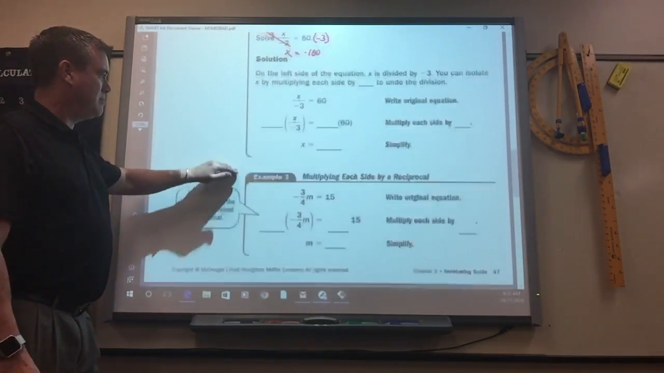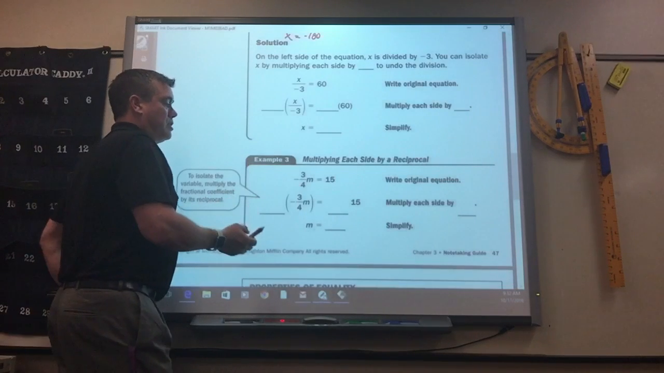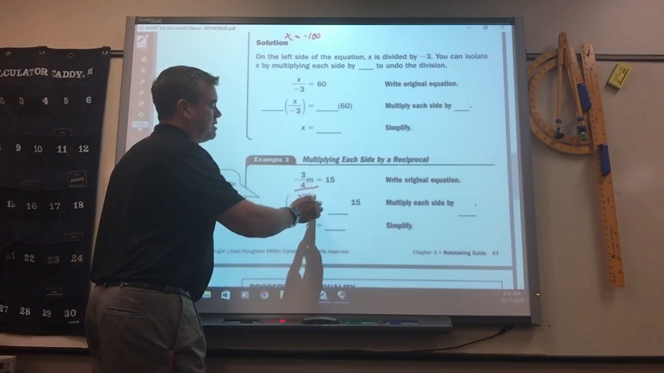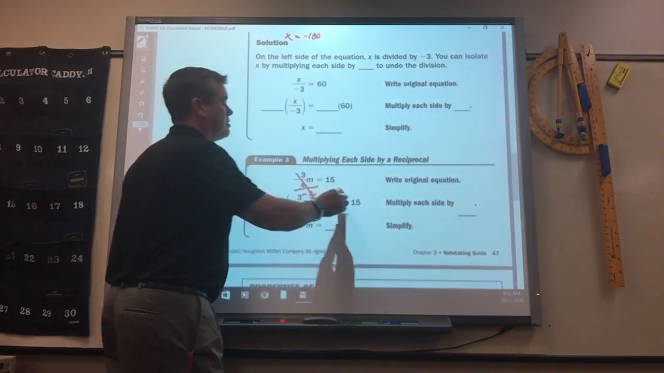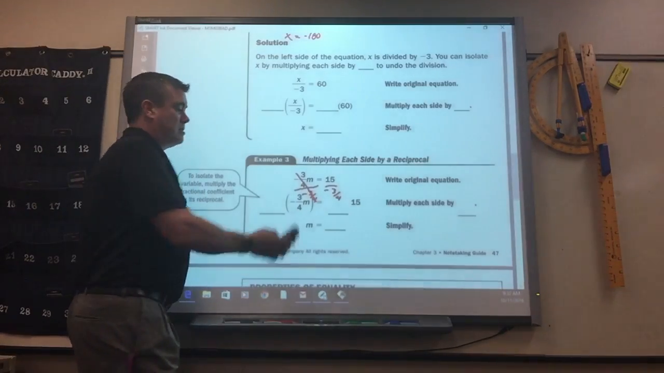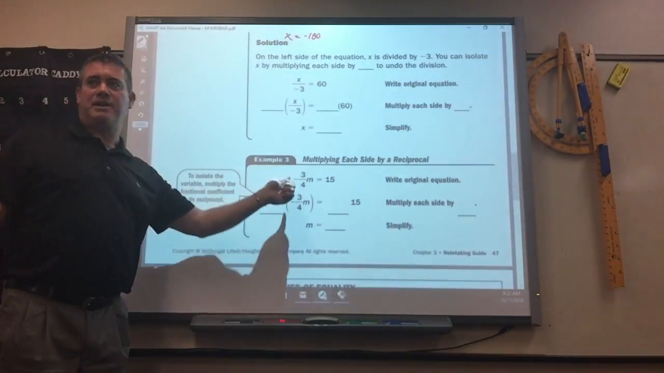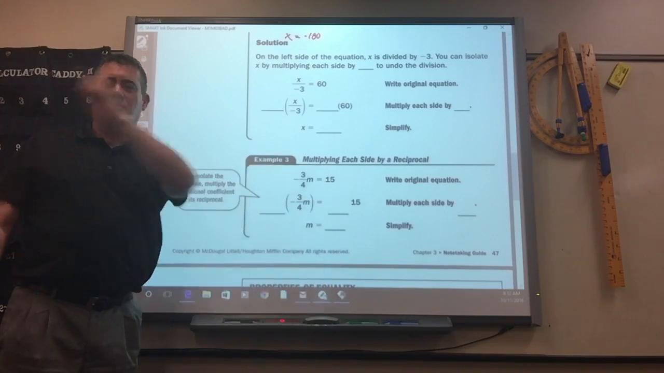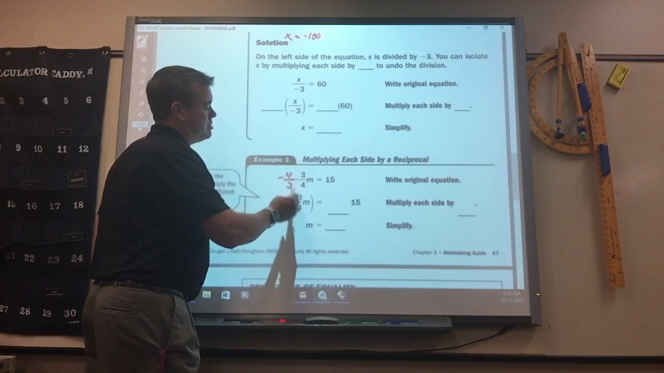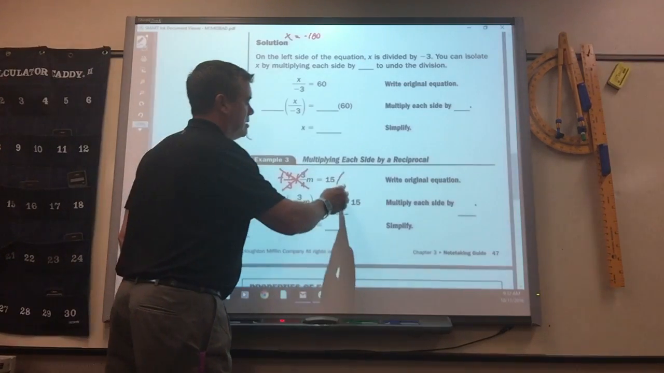Now sometimes we have fractions. So there's two ways to do this. Since it's negative 3/4 times m, you could divide by negative 3/4. But, and you'd get the right answer. Do you remember the easiest way to get rid of it when it's a fraction times a letter? Multiply by the reciprocal. Take it times negative 4/3, because then the 4's cancel, the 3's cancel, and the negatives cancel.